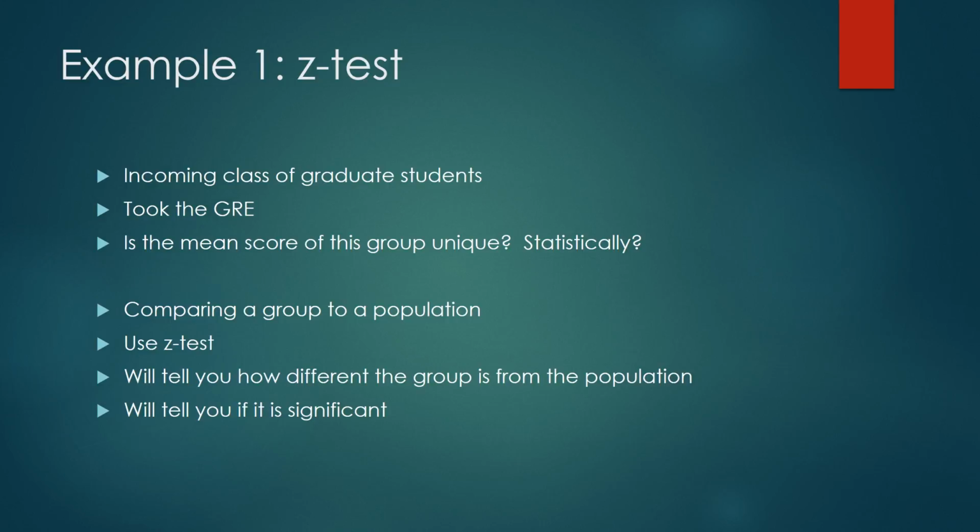So we're in this case comparing a group to a population, and so we use a z-test, and it will tell us how different that group is relative to the population. It'll also tell us if it's significant because the z-test gives us a p-value, and the p-value, again, we decide the threshold, but if the p-value falls below our threshold, then we know that our test is significant, that this group of students, their GRE scores are significantly different than the established population over the last 20 years.